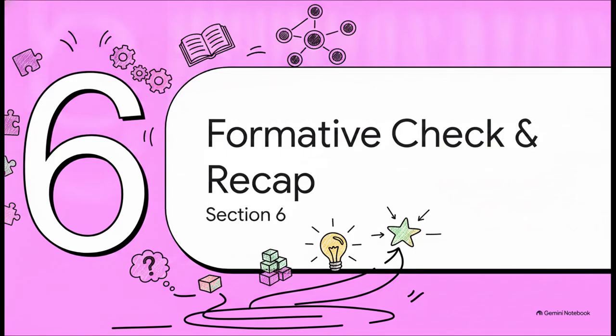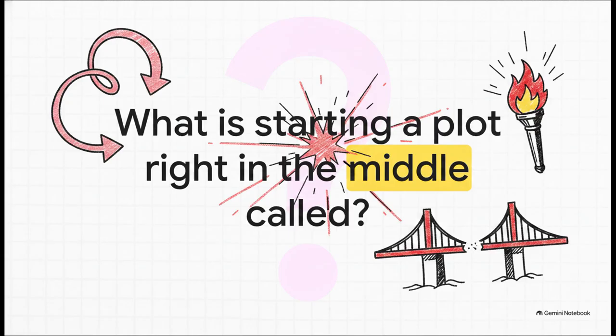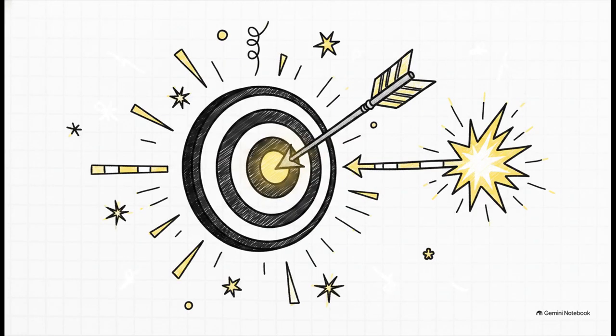All right, we've made it to our final section. It is time to test our new knowledge and summarize the core mechanics of how authors build plots. Okay, here's your formative check question. What is the technical term for an author's choice to start a plot right in the middle of a conflict, rather than at the chronological start? I'll give you a second to lock that answer in your head. And the answer is in medias res.